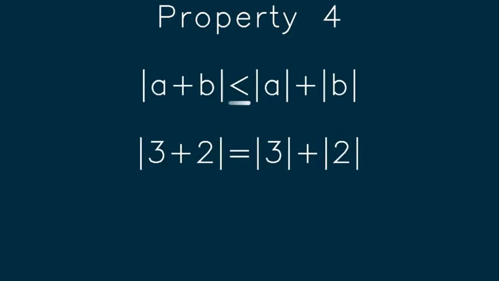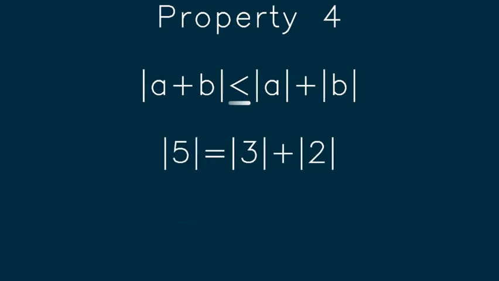Let's see an example of both cases. This is going to be the example where the answer is going to be equal. Let's say A is equal to 3 and B is equal to 2. Now let's add 3 and 2. We're doing the left hand side first. 3 plus 2 is equal to 5.